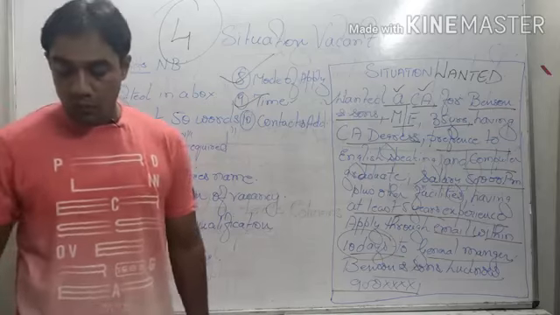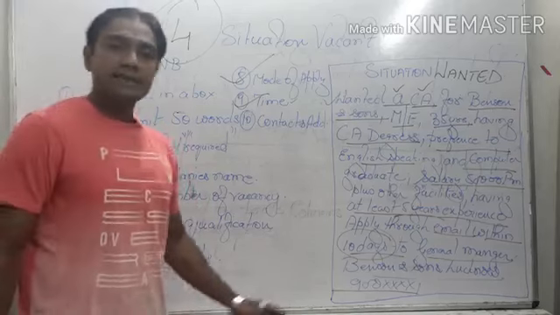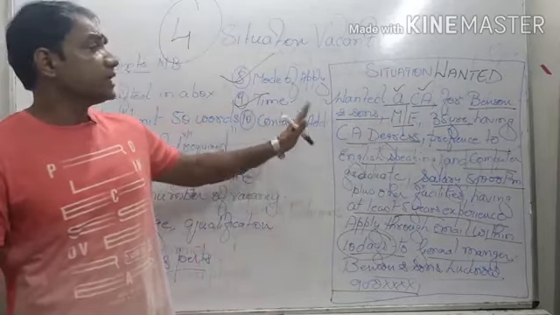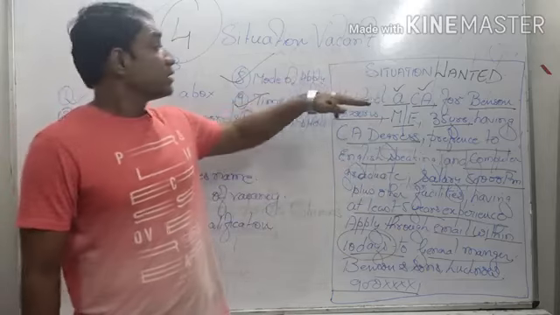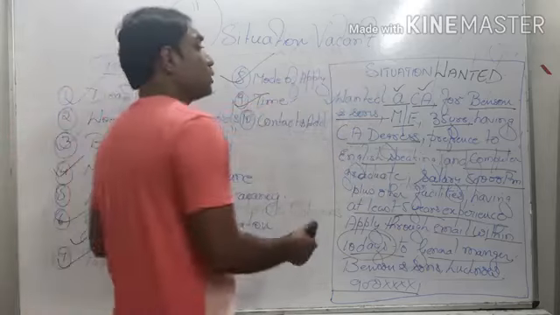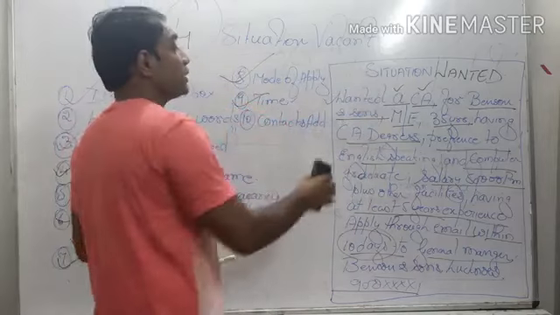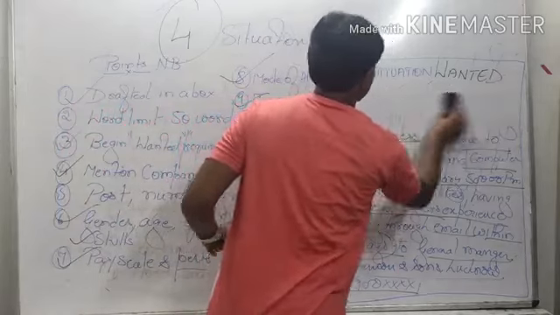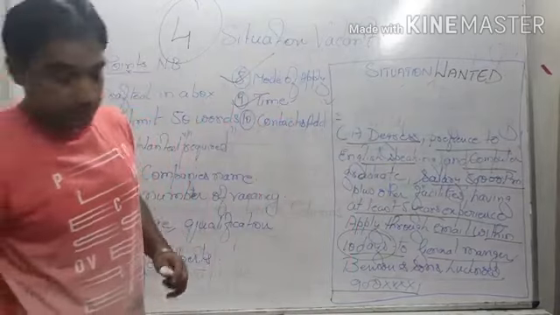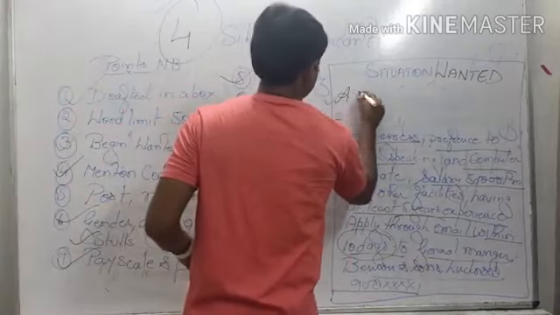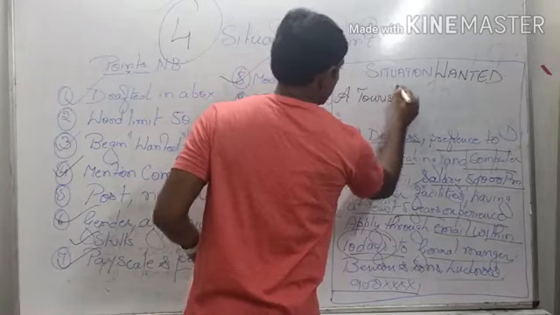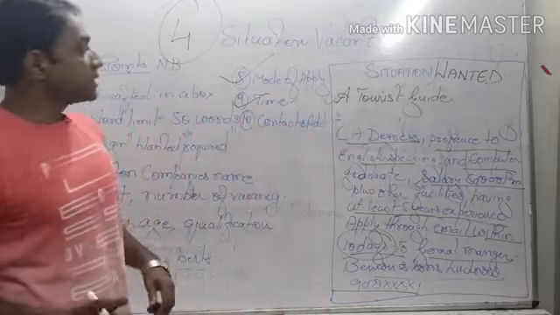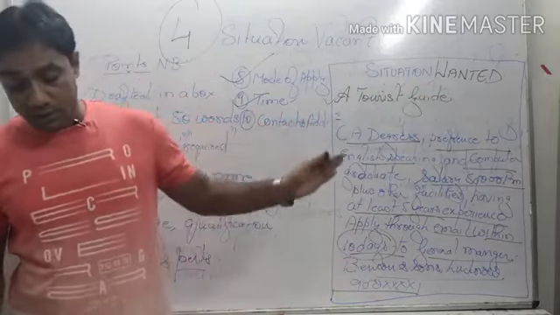Let us see how we have to draft. The things remain the same as here. Only thing we have changed is situation wanted. Now it was a company. Now when an individual drafts, how will he draft? He will draft situation wanted by whom? A tourist guide. So a person who is a tourist guide is looking for a situation.